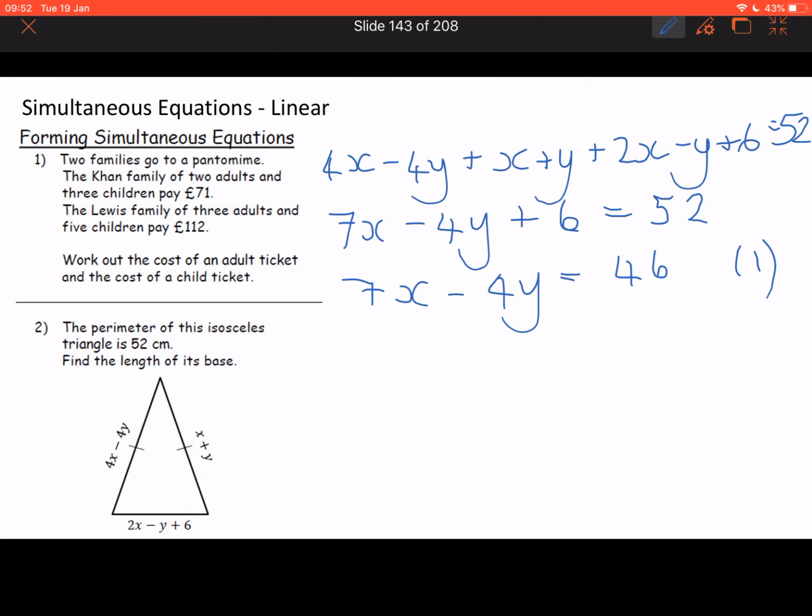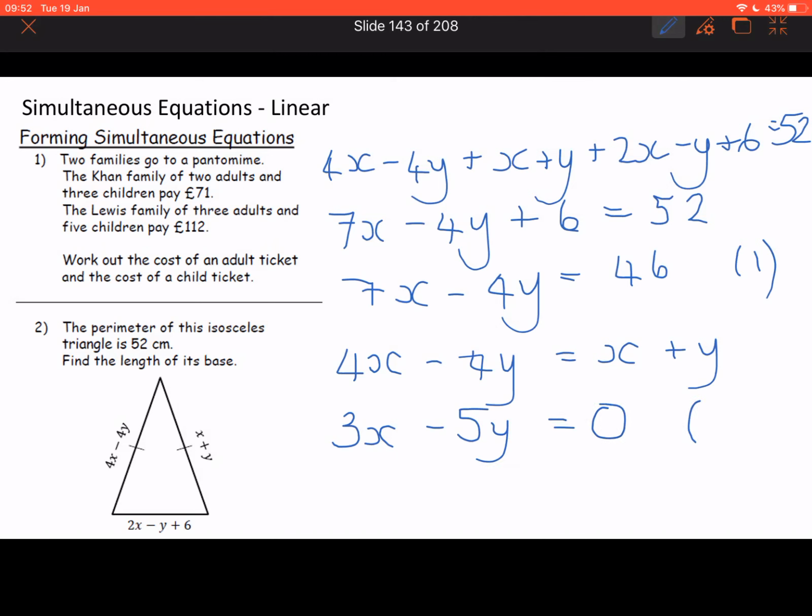So where's my second equation going to come from? The other thing I'm told about this triangle is that it's isosceles, so it has 2 equal sides. So I can also say 4x subtract 4y is equal to x, add y. So I'm going to get all my x's and y's on one side. I'm going to subtract an x from both sides, which will give me 3x, and I'm going to subtract a y from both sides. Now that's not going to give me 3y, I'm subtracting another y from negative 4y. So that will become negative 5y, and that is equal to 0.